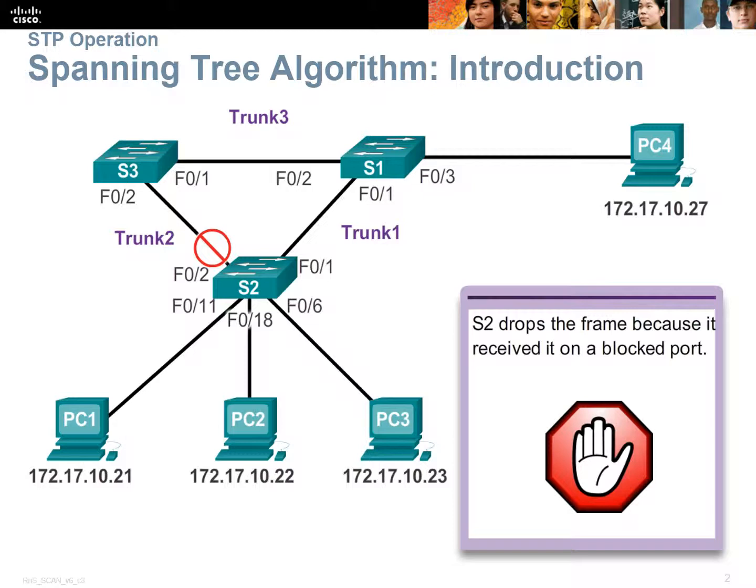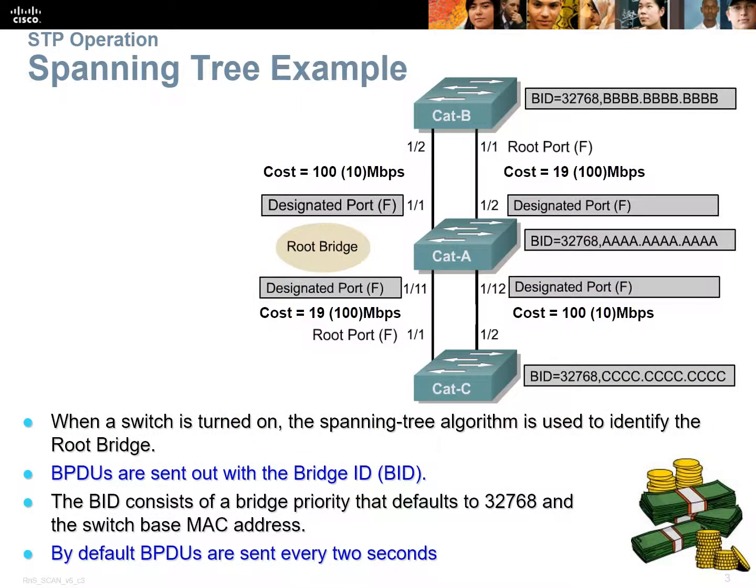So the Spanning Tree algorithm is designed to reduce loops that occur at layer 2. It does this by giving all the links a cost. There's a BPDU, a bridge protocol data unit, that moves between all the switches every few seconds, and that has information about the ports and the speed, and also identifies the switch with a bridge identifier.